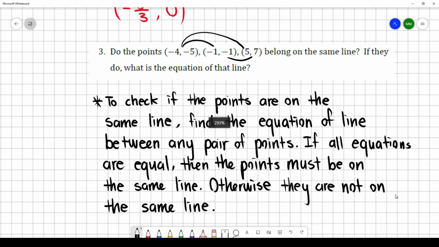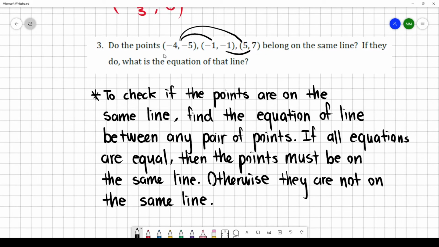And in fact, if you find the equation between any 2 pairs of points, and you find the equation between these 2 pairs, and between these 2 pairs, and they all end up to be the same equation, then you essentially already answered the last part of the question. What is the equation of that line? Well, it's just that equation that you have found. But if you found different equations, then automatically they don't belong on the same line. So your answer to this question would just be no.